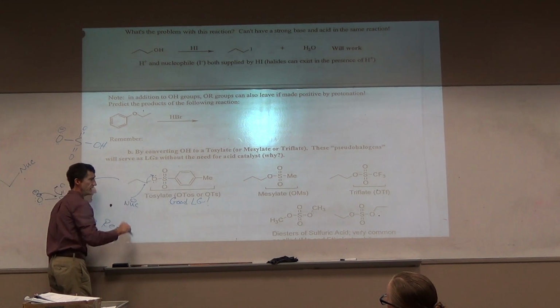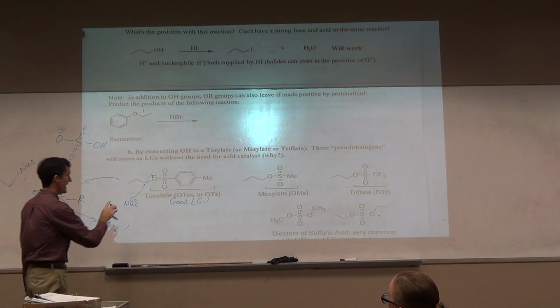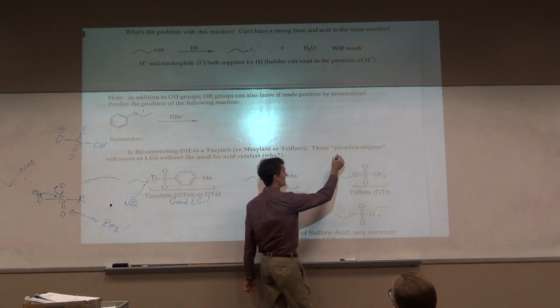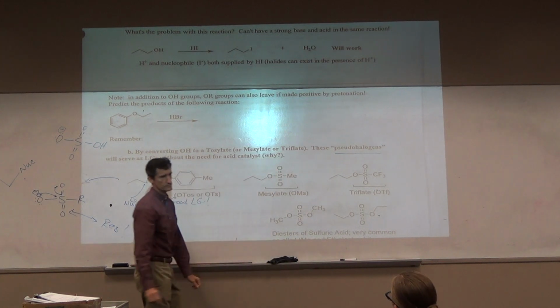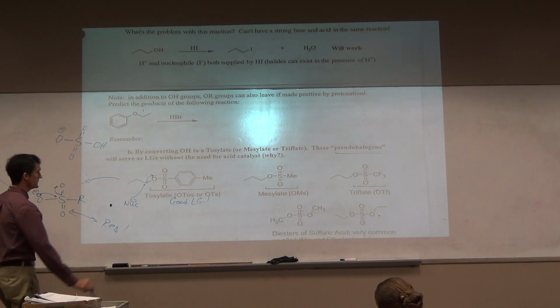Tosylate, the oxygen does not need to be protonated to leave. So in that regard, it's a lot like a halogen. You don't have to protonate a halogen to make a good leaving group. It's already good to go. Because it's kind of like a halogen, it's sometimes called a pseudohalogen. All right? You need to know the structure of tosylate.